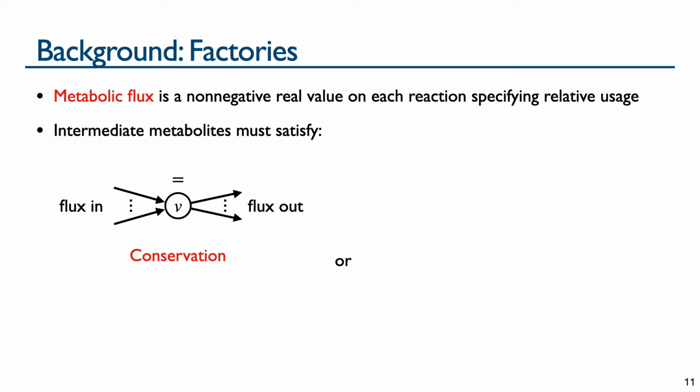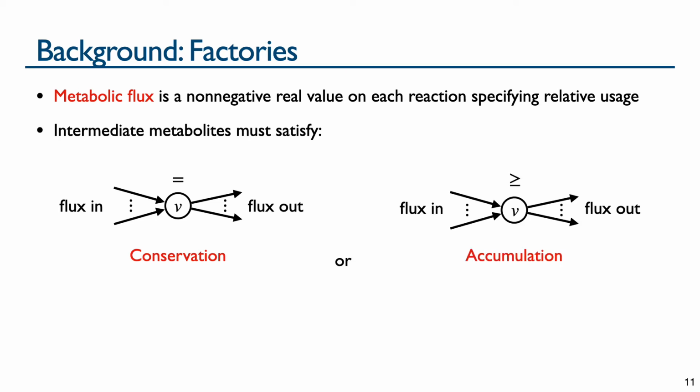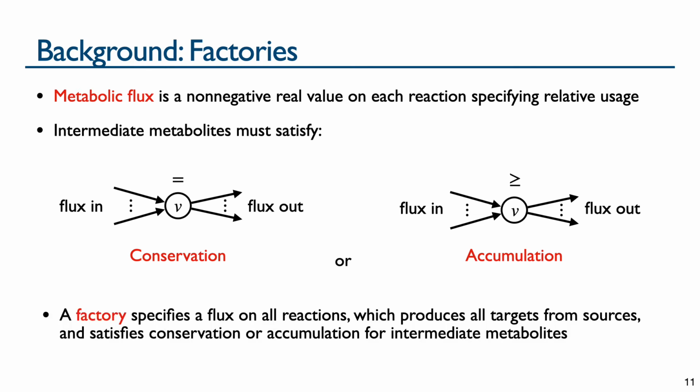or you'd like intermediate metabolites to satisfy accumulation, where the flux in is at least the flux out, which captures that the intermediate metabolite is not depleted. A factory specifies a flux on each reaction in the network that produces all targets from sources and satisfies either conservation or accumulation for all intermediate metabolites.